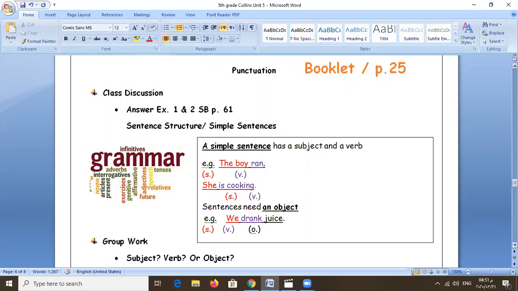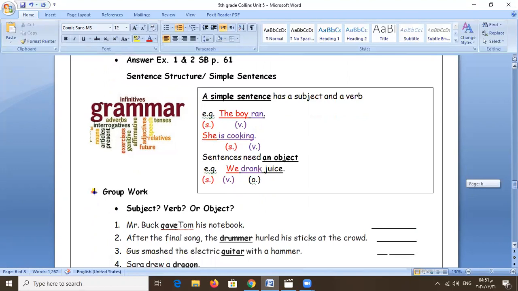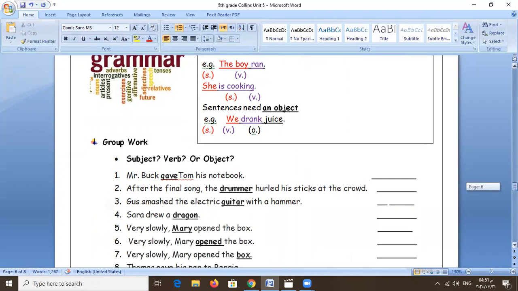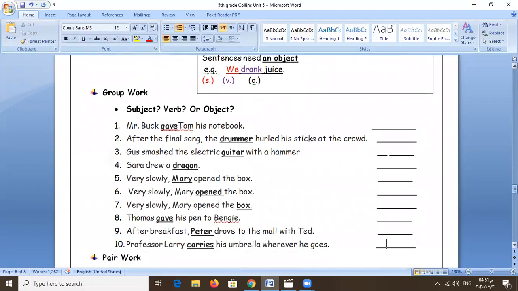Sentences may need an object, sometimes, not always. For example, we drank juice. We, subject, drank, verb, juice, object. Now, according to the exercise, can you decide what parts we have? Subject, verb, or object? We have 10 sentences.